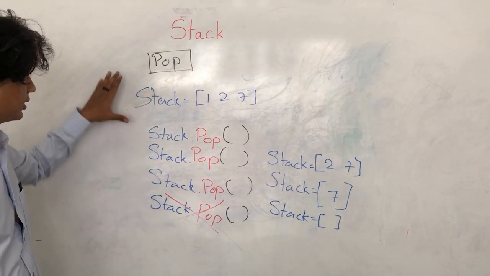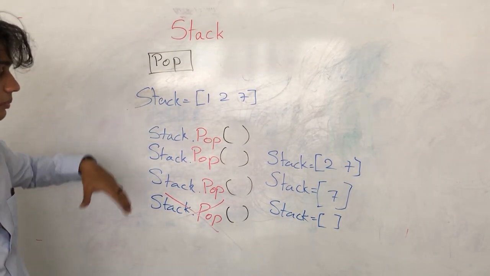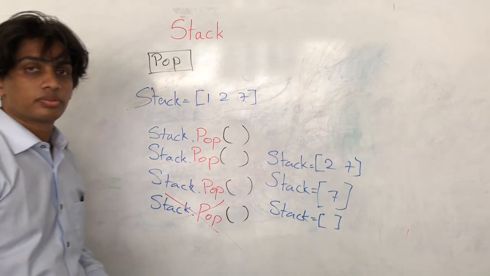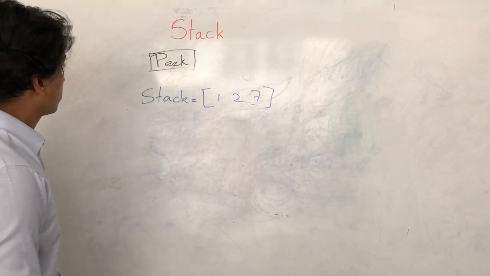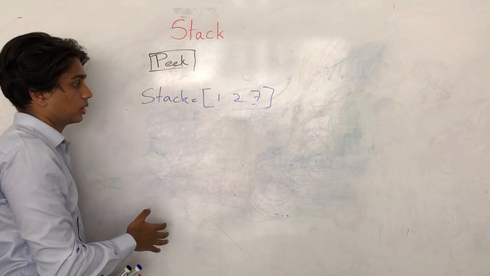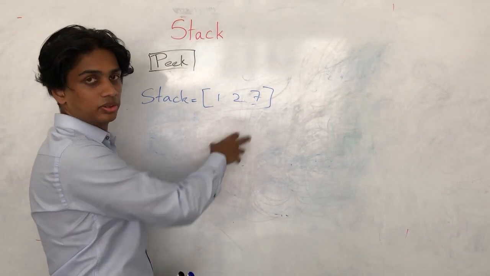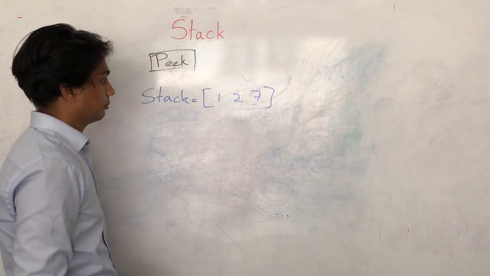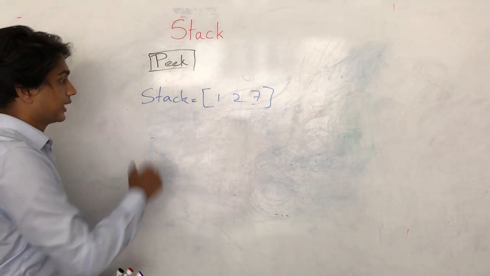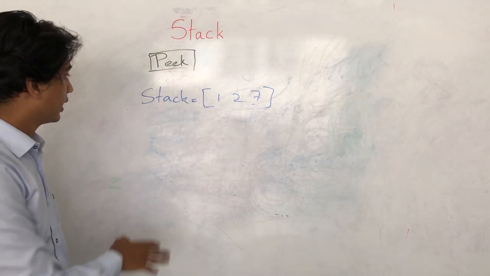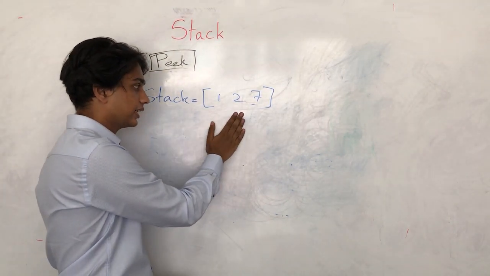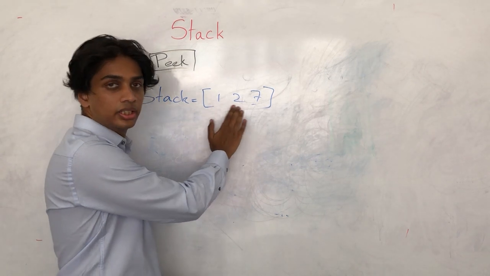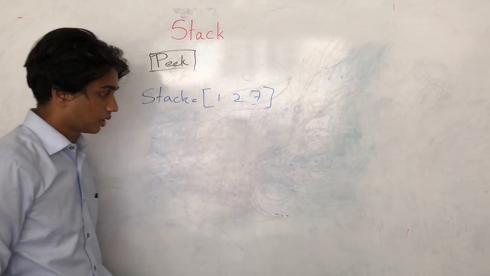So that is what the pop method does. It basically takes out elements from my stack. Next we are going to talk about the peek method. I'm going to use the same elements as before, so you guys can get a better understanding of the stack. Currently I have a stack with three elements, which will be numbers 1, 2 and 7.